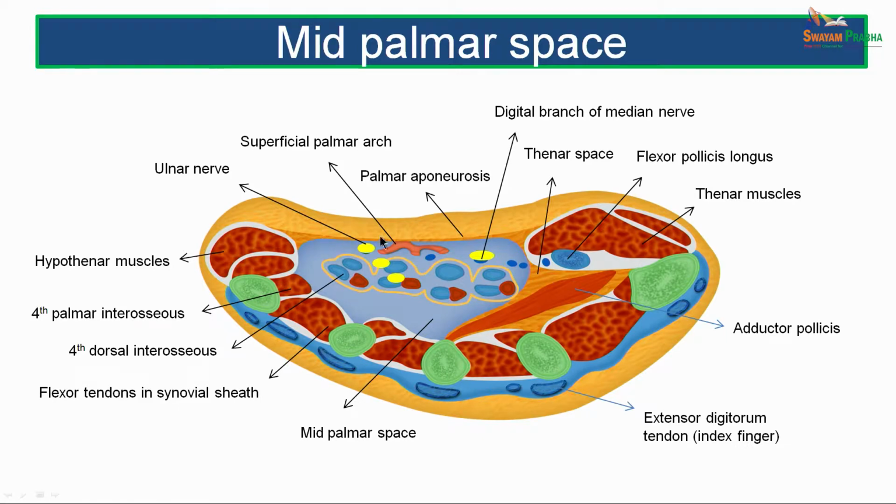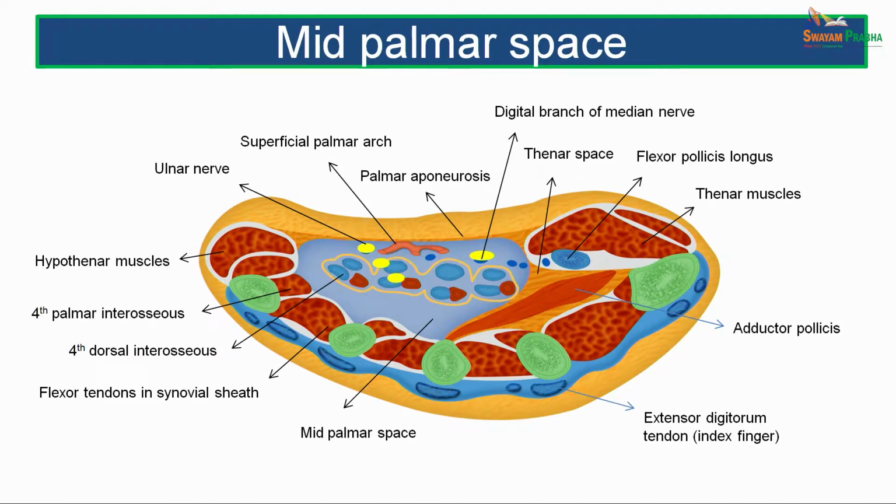Anteriorly, we see the palmar aponeurosis. Deep to it, we see the superficial palmar arch. We also see the ulnar nerve and the digital branches of the median nerve. Other contents are the tendons of the flexor digitorum superficialis and the tendons of the flexor digitorum profundus, those going to the middle, ring and the little finger. Also seen as contents are the second, third and fourth lumbrical muscles.